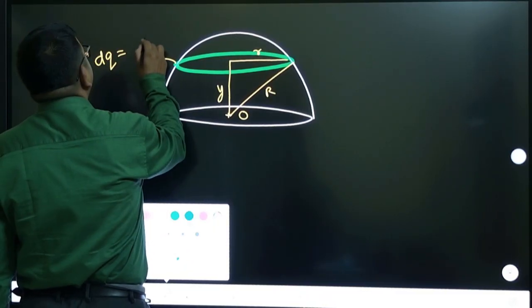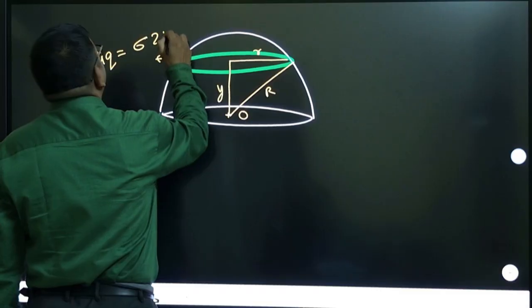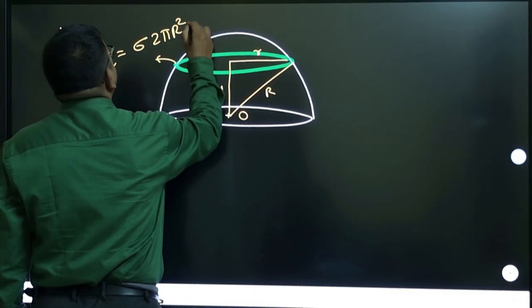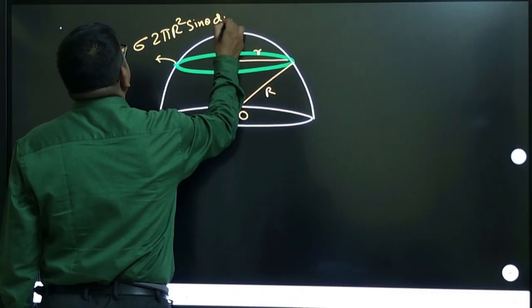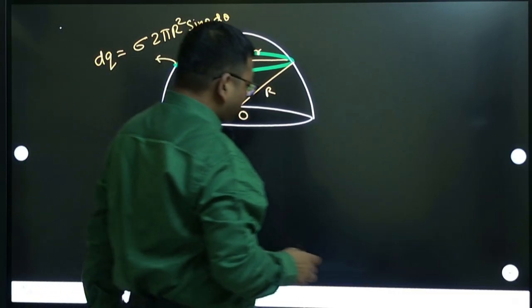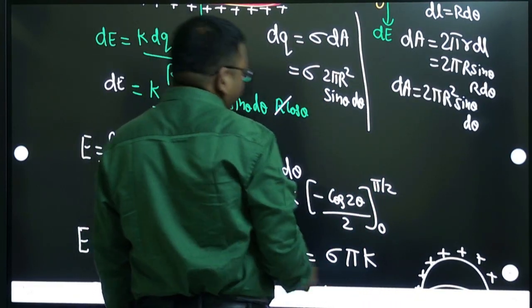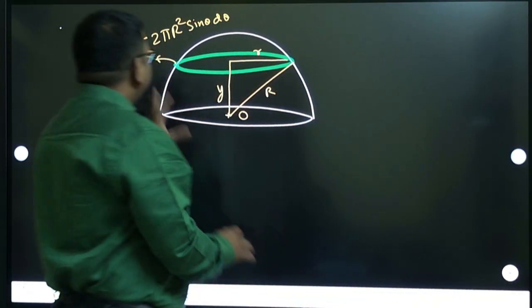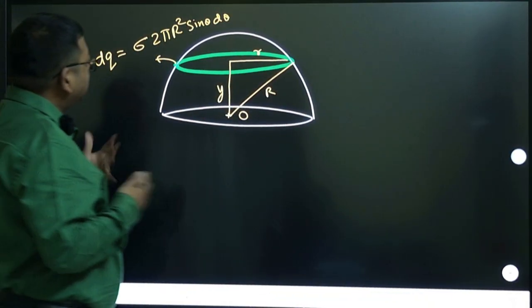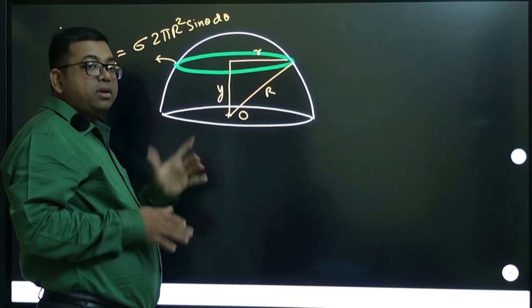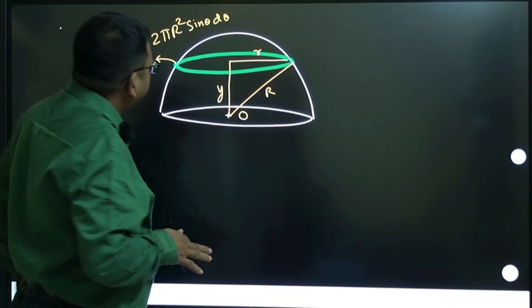Sigma 2 pi r square sin theta d theta, right? Is it correct? Yes, this is dq. I am not repeating the same calculation again. This dq we have already calculated, right?